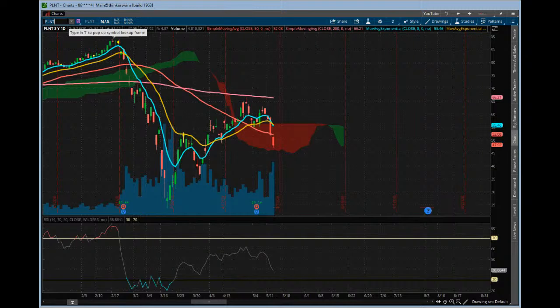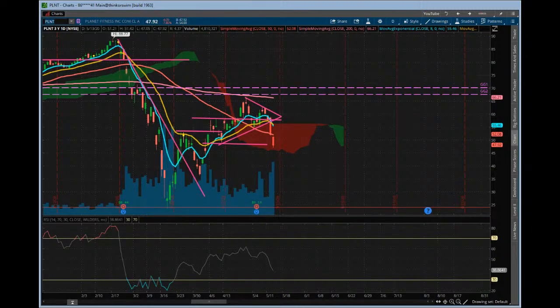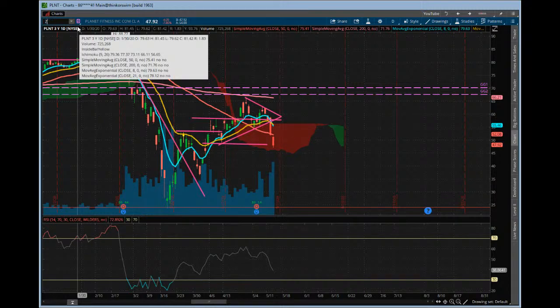PLNT. Planet Fitness. Wow, that one struggled today too. Wasn't that on our bearish radar from yesterday too? Nice follow through to the downside. Good volume right there. The only thing you gotta be careful about is the bottom of the cloud. Might find that as some support. Zoom.